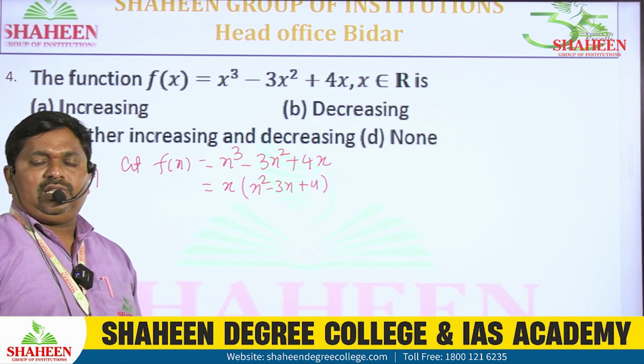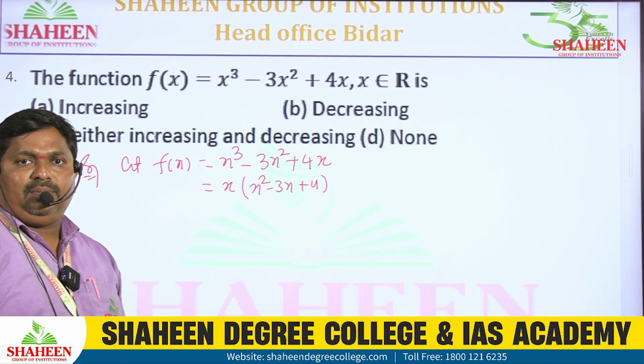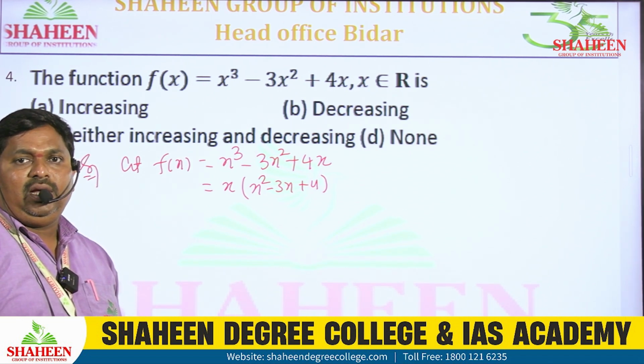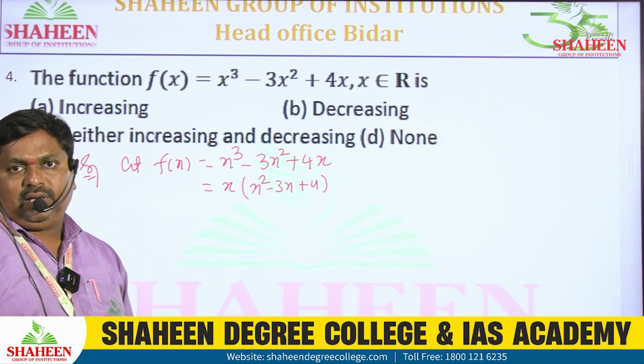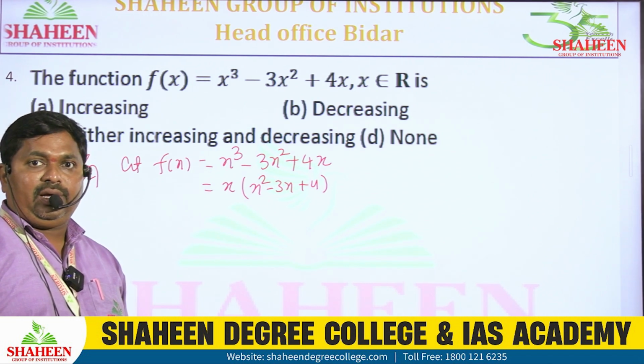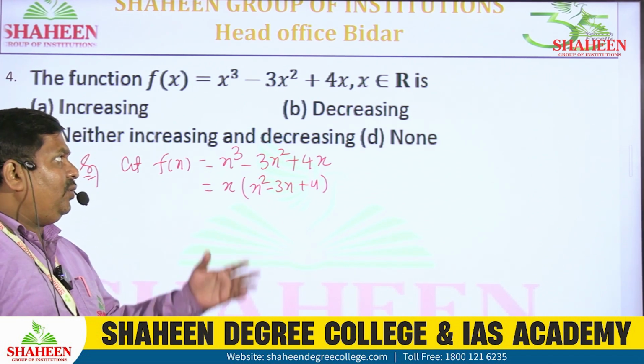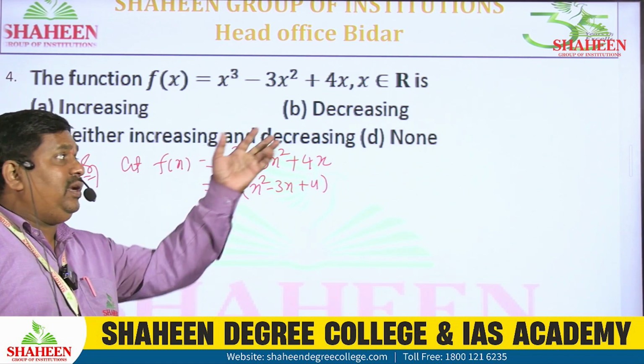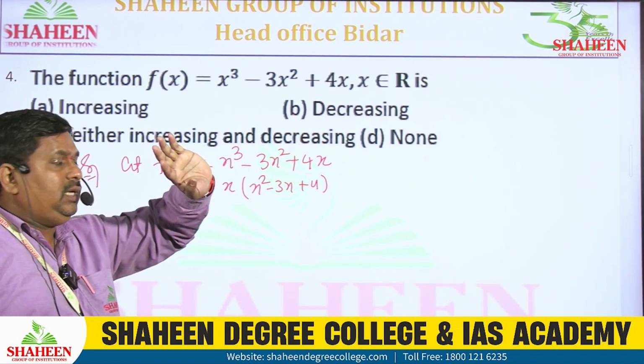Okay, this is a polynomial function. I am simplifying this polynomial function. Here we have a given interval. To find the interval in which the given function is increasing or decreasing, we have to differentiate it. The interval is given here, x belongs to R. So I am simplifying this.